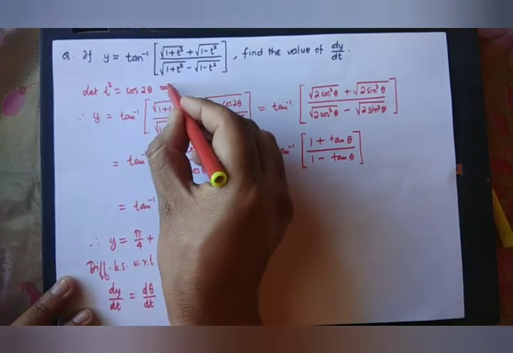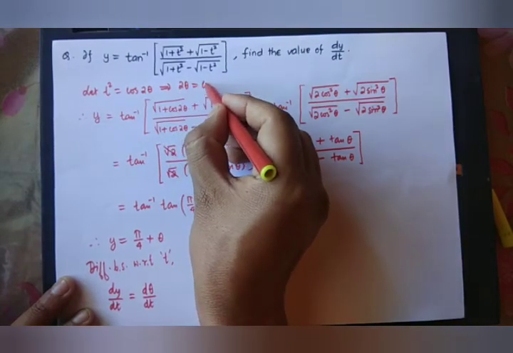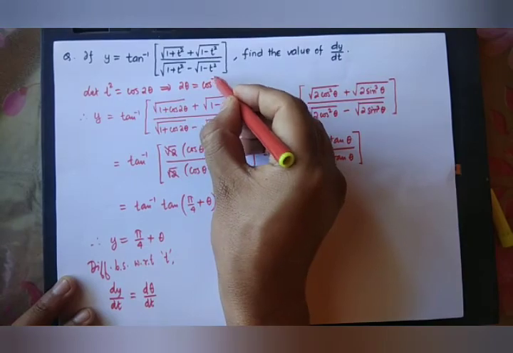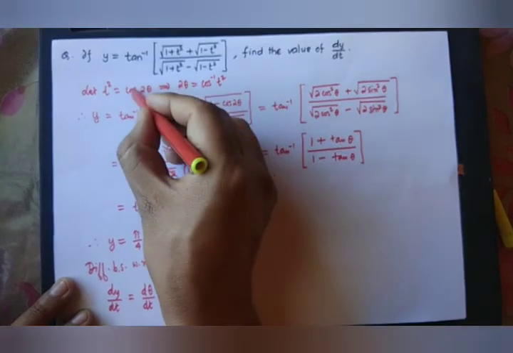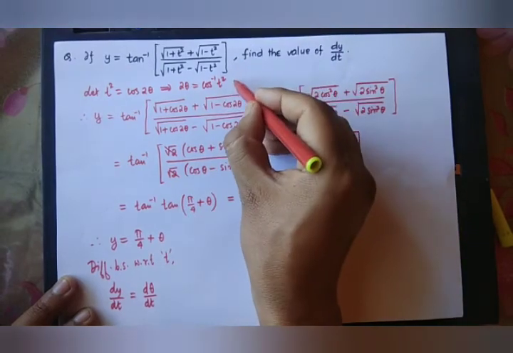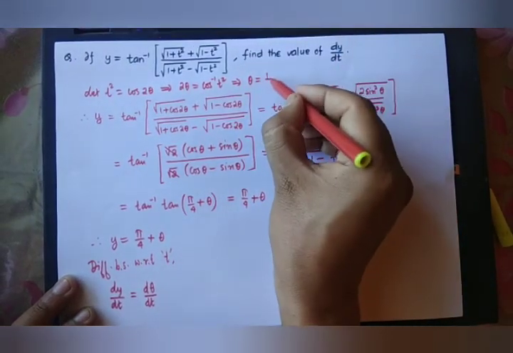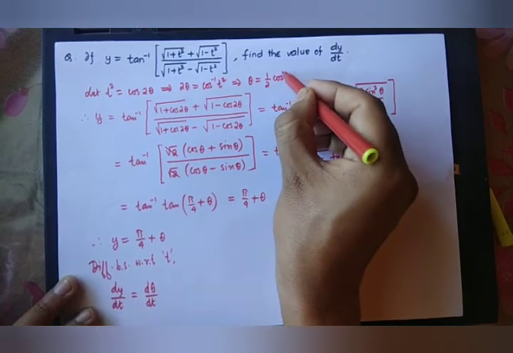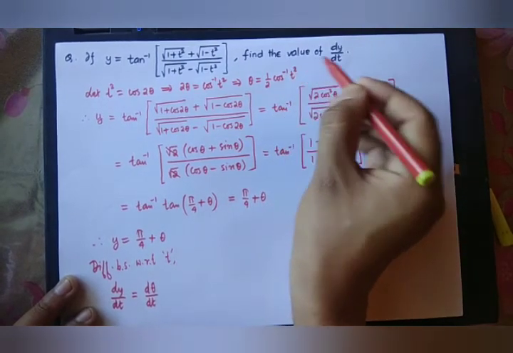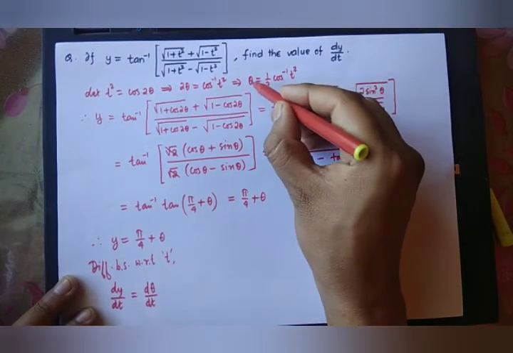So from here, we have 2 theta is equal to cos inverse of t square, right? This cos goes over there, so 2 theta is equal to this much. So theta from here is half cos inverse t square, right? Okay, so now we'll differentiate this with respect to t.